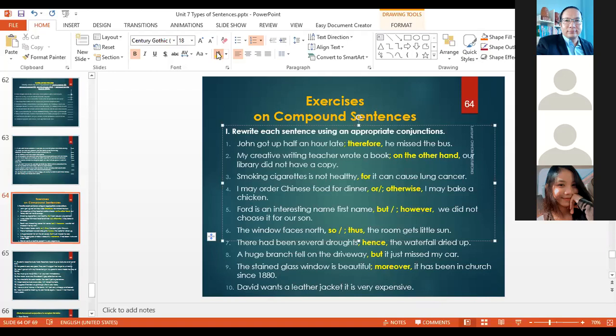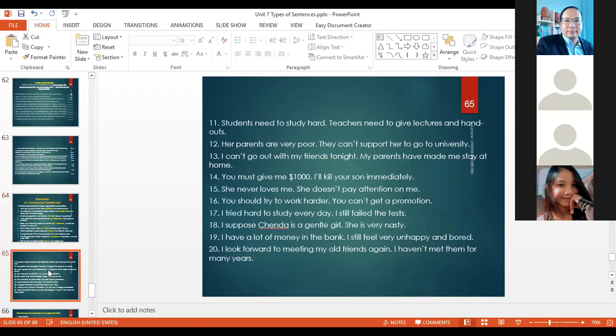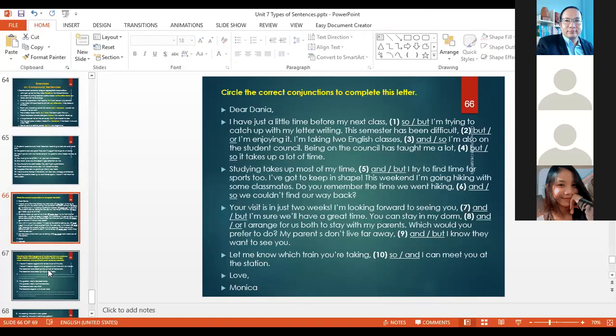David won a leather jacket. What is it here? "But", yeah, but it is very expensive. Okay, good. So let's go on to another one, buddy. It's just the same, just skip it a little bit. Look at this one here. What is the right word here? I just have little time before my next class, so I'm trying to catch up on my letter writing. Which one? "So". Yeah, "so", right?